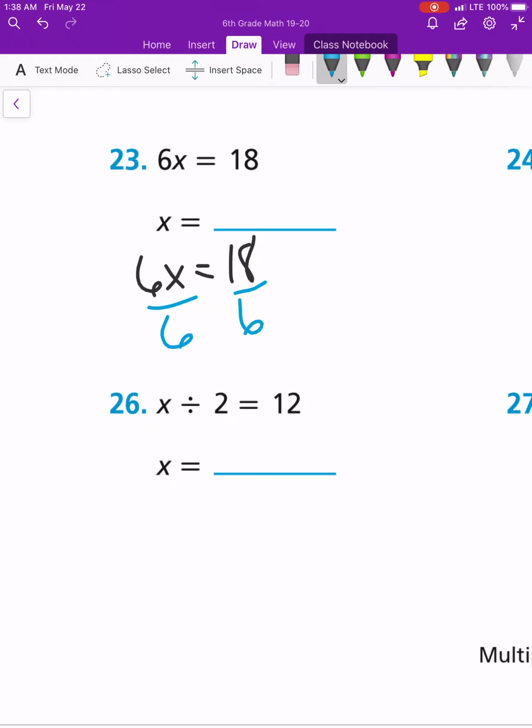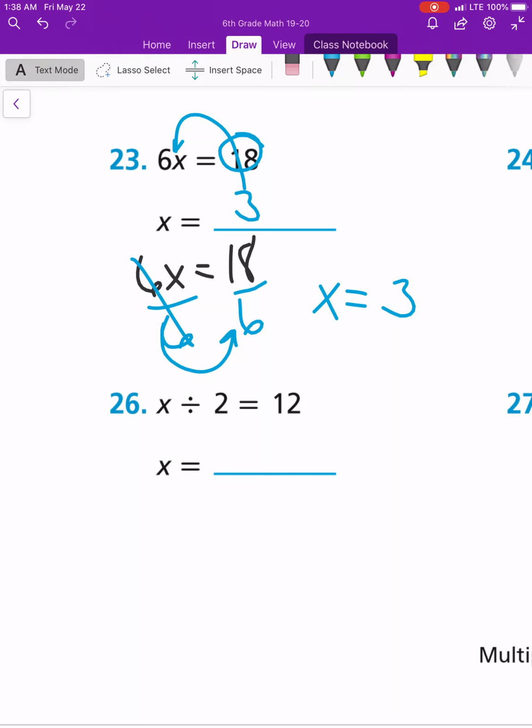I'm going to multiply or divide this by 6, or multiply by 1/6, so I can get this x all by itself. Whatever I do to one side, I have to do to the other side of the equation. I'm left with x equals 18 over 6. 6 goes into 18 3 times. 3. I can plug 3 into this x. 6 times 3 is 18. It's true, so that is my answer.